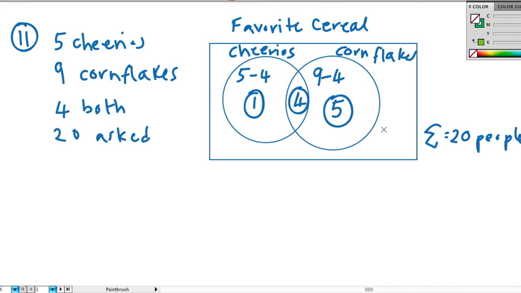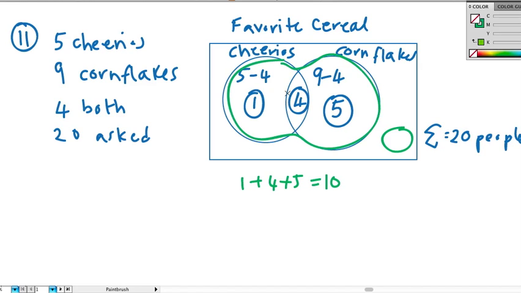But the question we are asked is how many people do not like Cheerios or cornflakes. So we're dealing with the people who are outside of these 2 circles. The first thing to do would be to add up the number of people inside: 1 plus 4 plus 5 equals 10. So there's 10 people who are inside these 2 circles, and this is called the union. 10 people live inside there. So if this survey asked 20 people, we would take away the 10, and that would give us 10. And so 10 people don't like these cereals.